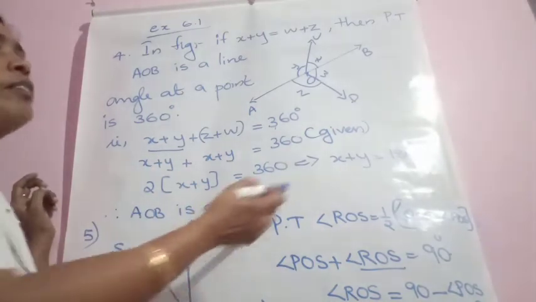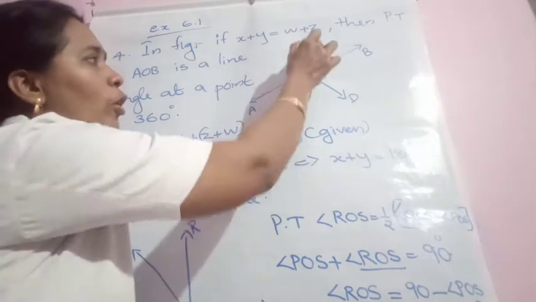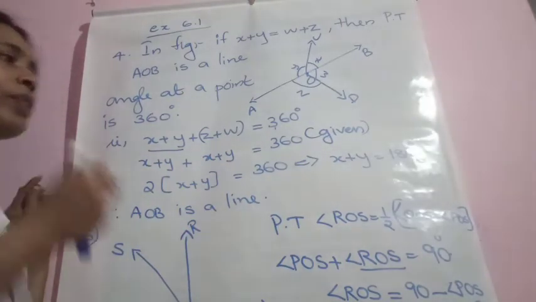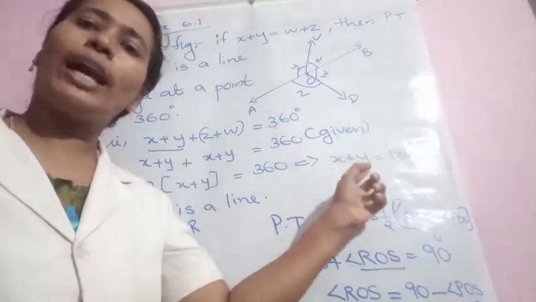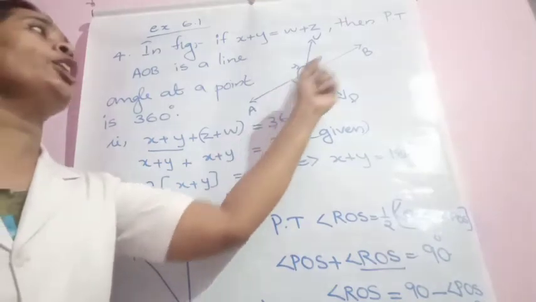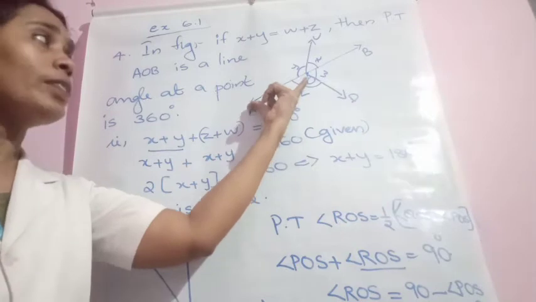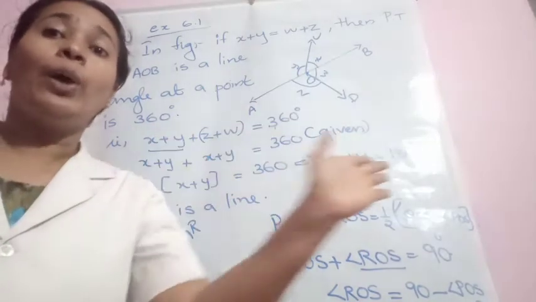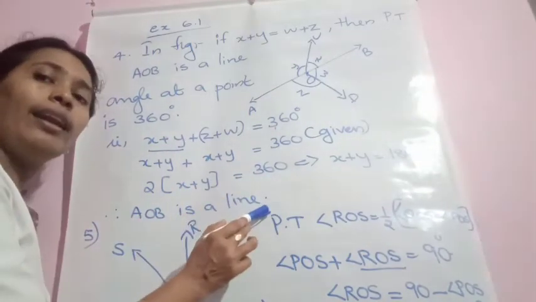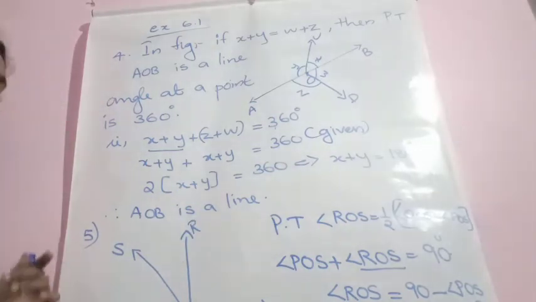Is it okay? And we studied that x and y are adjacent angles, isn't it? They have a common ray OC, they have a common vertex O. So we can write that if the sum of two adjacent angles is 180 degrees, then their non-common arms are opposite rays. Non-common means AO and BO are in the opposite direction, or AOB is a line. The meaning is AOB is a line. Finished.